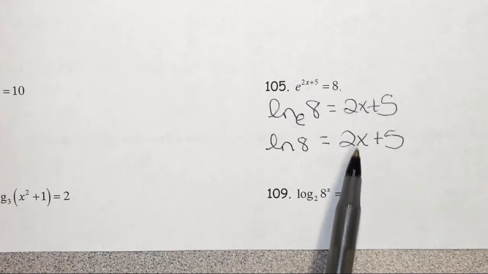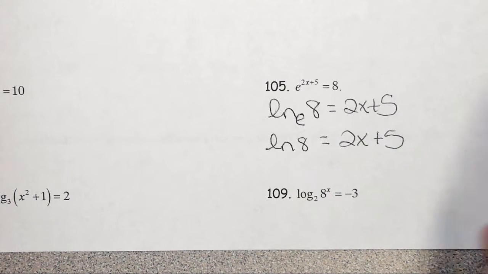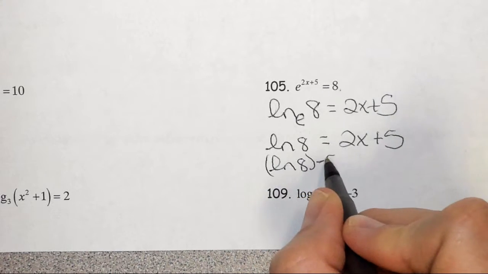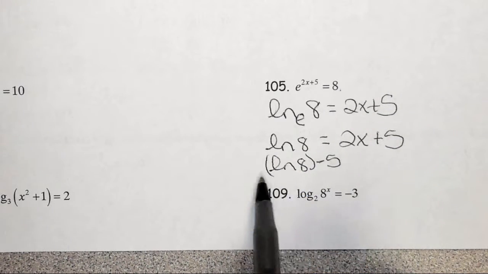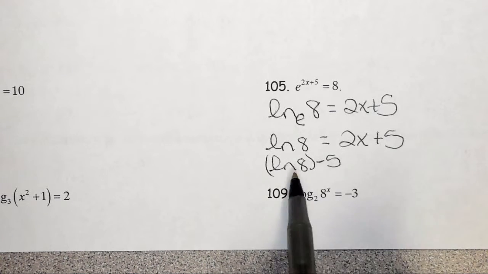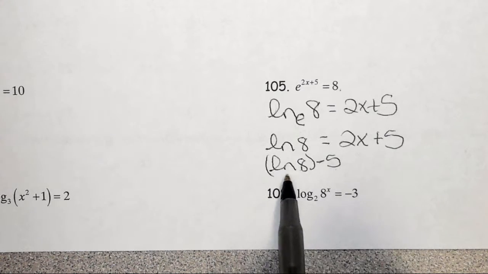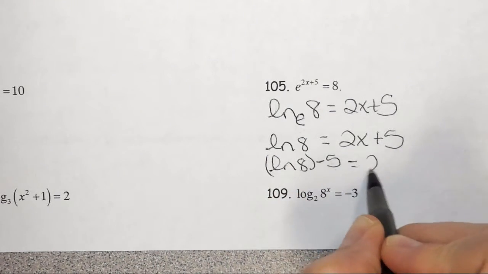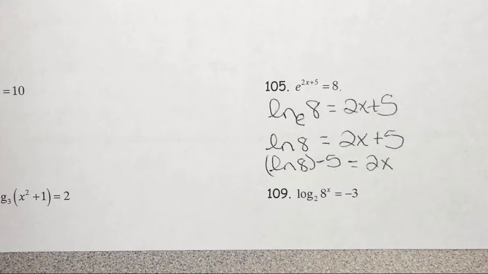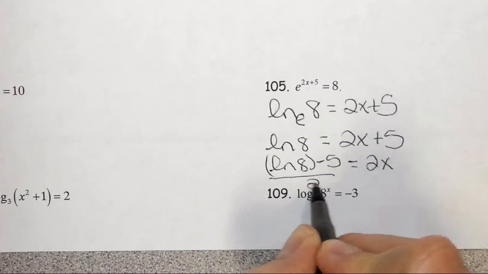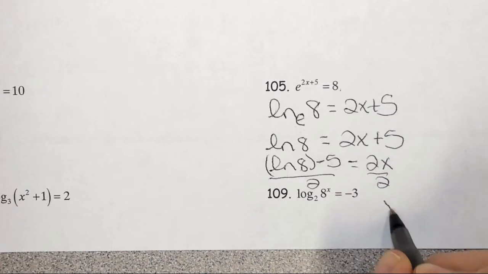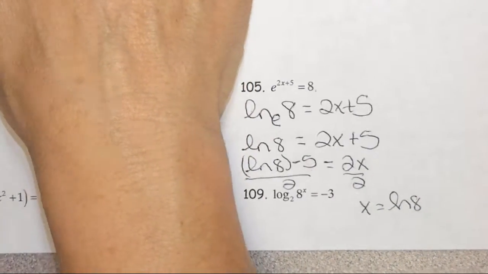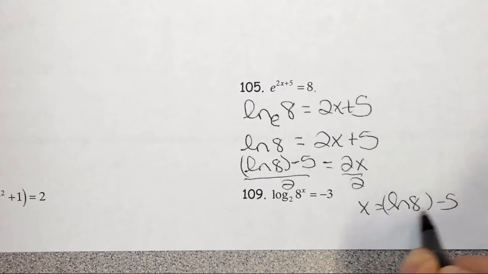If I said solve this for x, what would you do? Subtract 5. Very good. So ln of 8, watch what I'm about to do, minus 5. Notice I put this in parentheses because you can't put these two numbers together. This is the ln of 8. And then after you get that, you would subtract 5. Equals 2x. What would I do at the very end? Divide by 2. So your final answer would be x equals the ln of 8 minus 5, divided by 2.